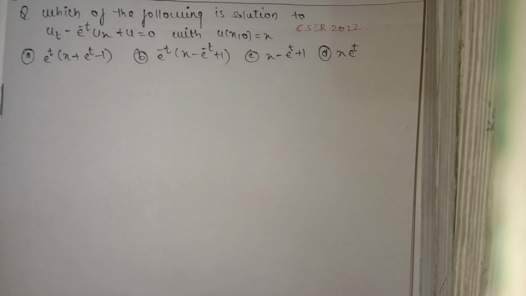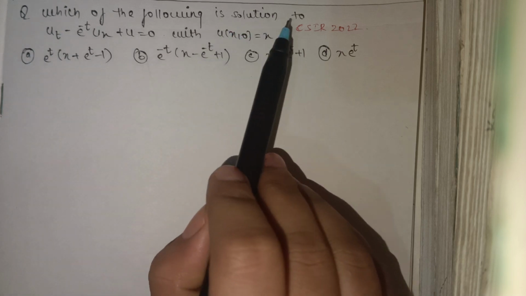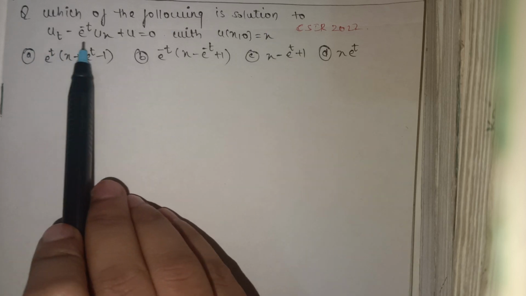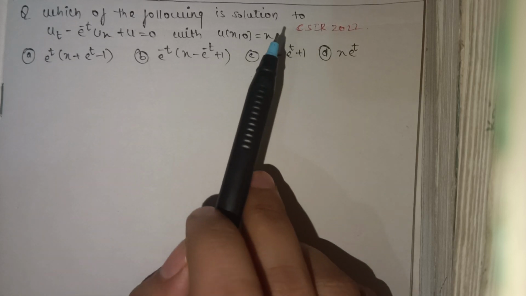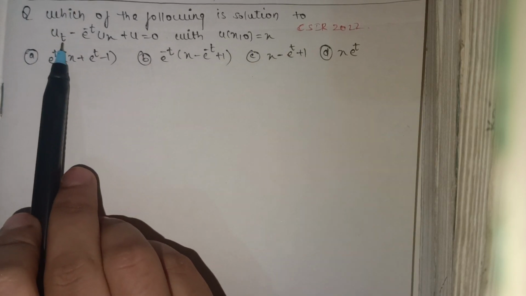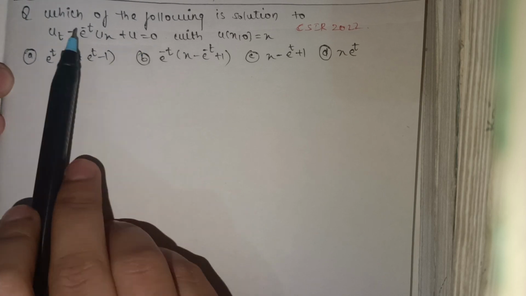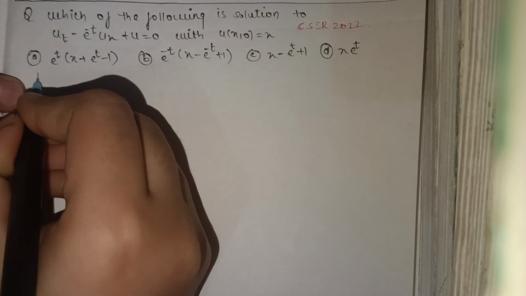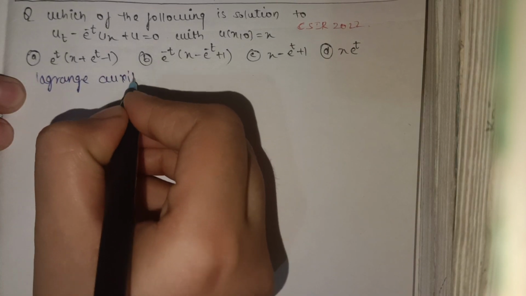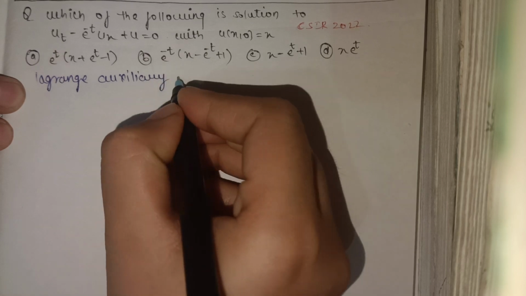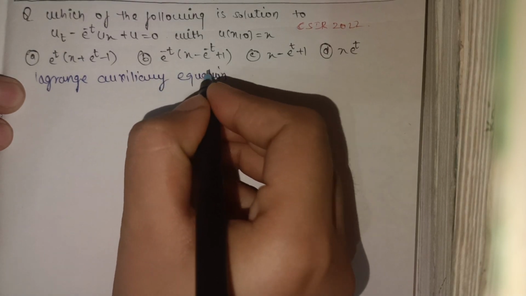In this video lecture, I am going to discuss the PYQ of partial differential equation asked in CSIR NET 2022. So our question is, which of the following is the solution of this partial differential equation with this condition, and this is the option. So here we see this partial differential equation. First we convert this into the Lagrange auxiliary equation. So what we get?